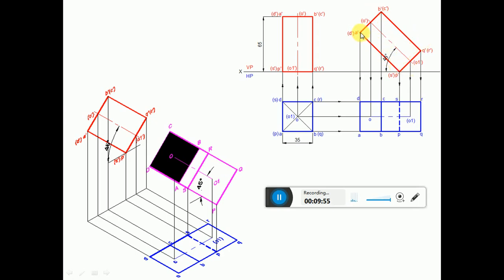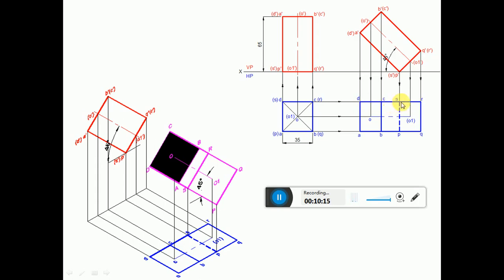Since we have connected between A to P, so here you join between A to P. Then similarly B to Q. So B to Q it's already joined. Then C to R, and then D to S. This is how the connectivity will go.